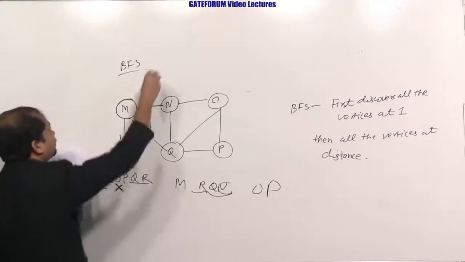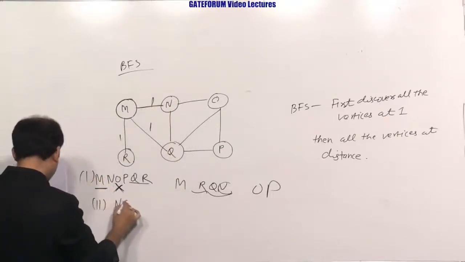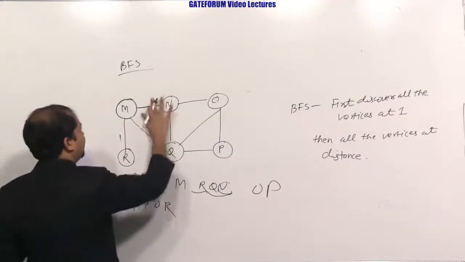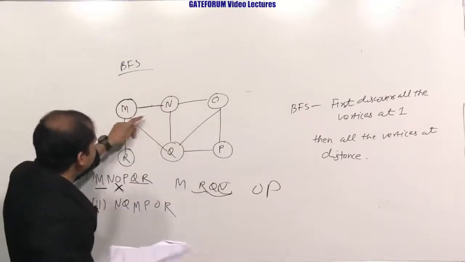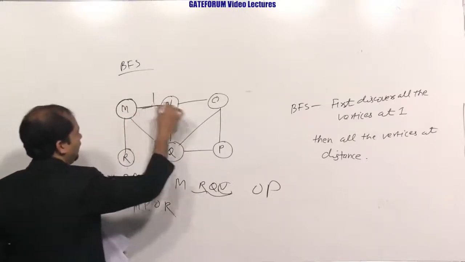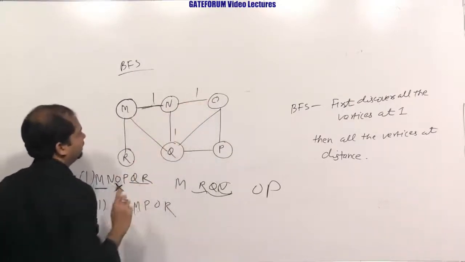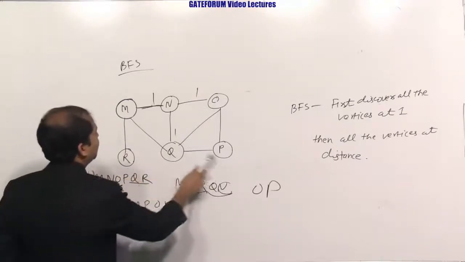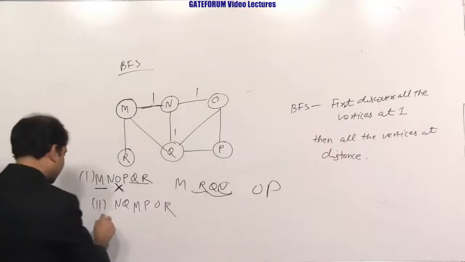Similarly the second option is N, Q, M, P, O, R. So here N is the source vertex. So from N, who are the vertices at distance one? From N, M is at 1, O is at 1, Q is at 1. So you cannot visit R and P before M, Q, O. So if you see, this is incorrect.